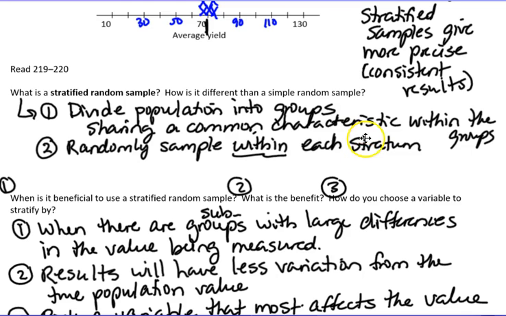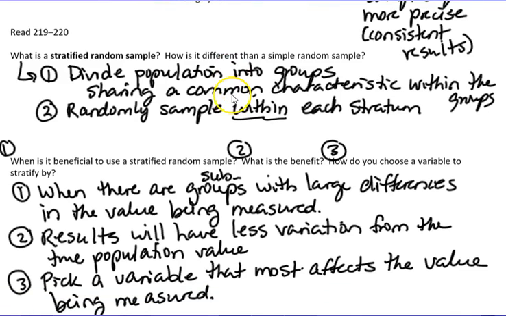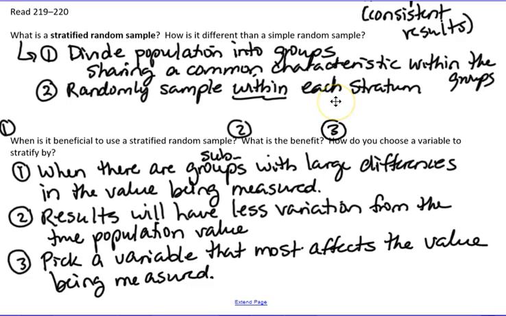You randomly sample. So the original dividing into groups is done by a certain characteristic. That is not random, but there has to be an element of randomness. Then within each sample, you do a simple random sample within each stratum. So when is it beneficial to use a stratified random sample?